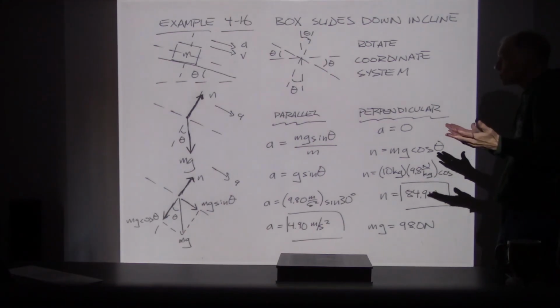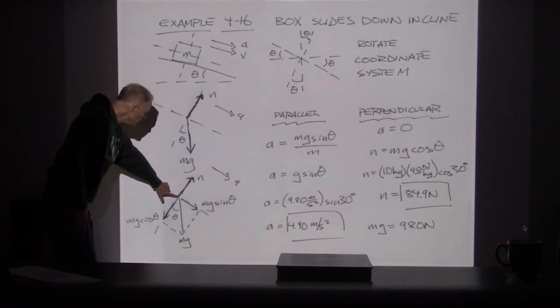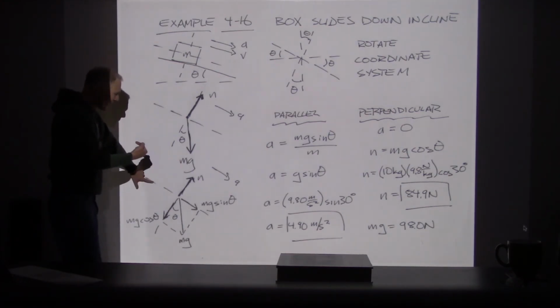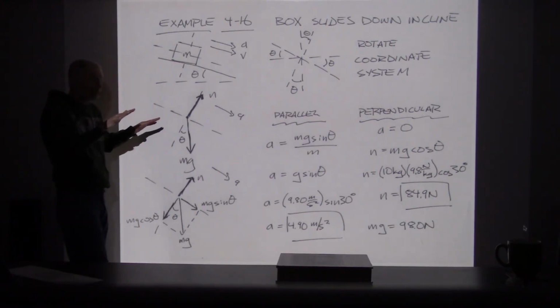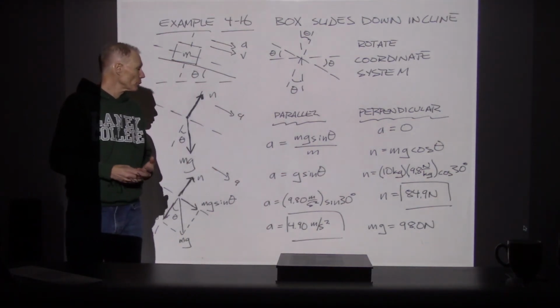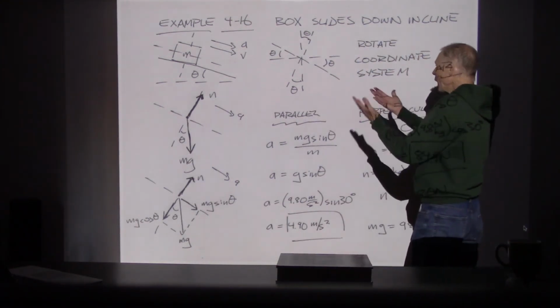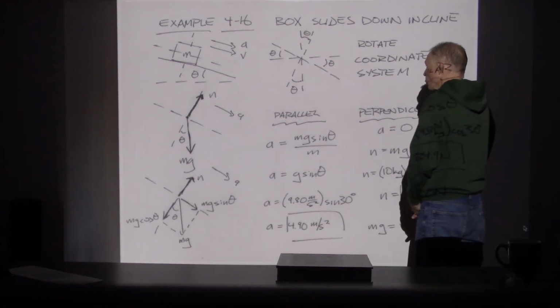Remember, there's no friction. If there were friction, then we would have a force opposite going back up along the incline, but there's not. So with no friction, the acceleration is 4.90 meters per second squared. Now the other thing we want to find here is how large is the normal force?